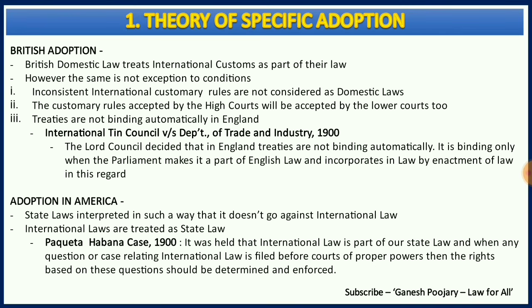That means the treaties will not become automatically laws in England unless and until it is passed by them, whereas the international customs are mostly treated as part of domestic law till the time they are consistent with their domestic laws. American adoption is much more interesting. There the state laws are interpreted in such a way that they don't go against international law.